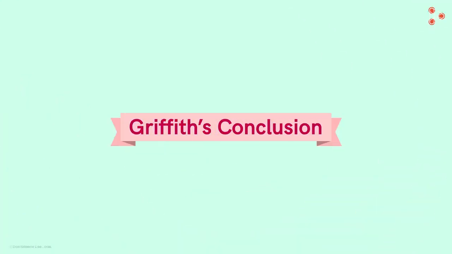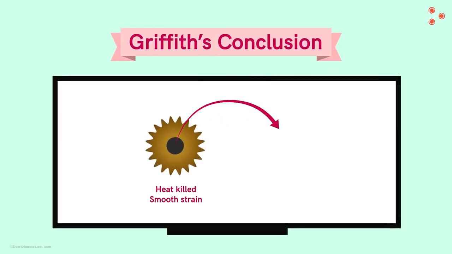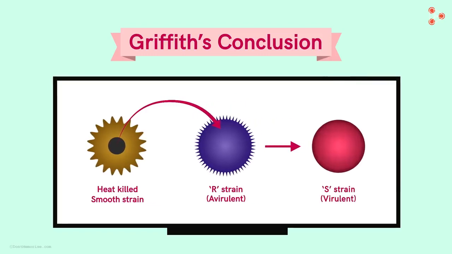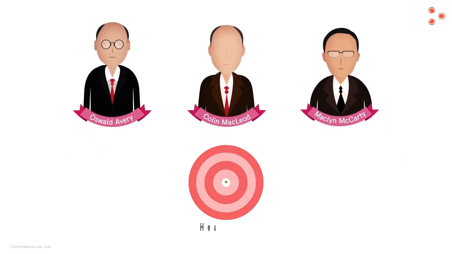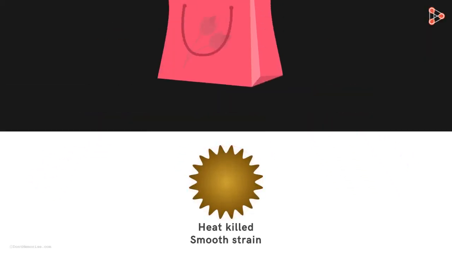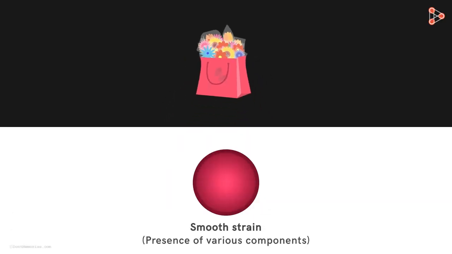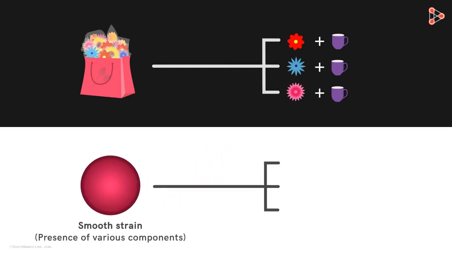Griffith concluded his experiment by inferring that there is some factor that's passed from the heat-killed smooth strain to the rough strain, which is avirulent. This factor transforms the avirulent strain to the virulent strain. So the 3 scientists thought of planning the experiment by targeting the heat-killed smooth strain. Just like a bag filled with flowers, the smooth strain cells had various chemical components in them. And just like how we had to examine the touch of individual flowers, the scientists mixed every single chemical component individually with the rough strain.